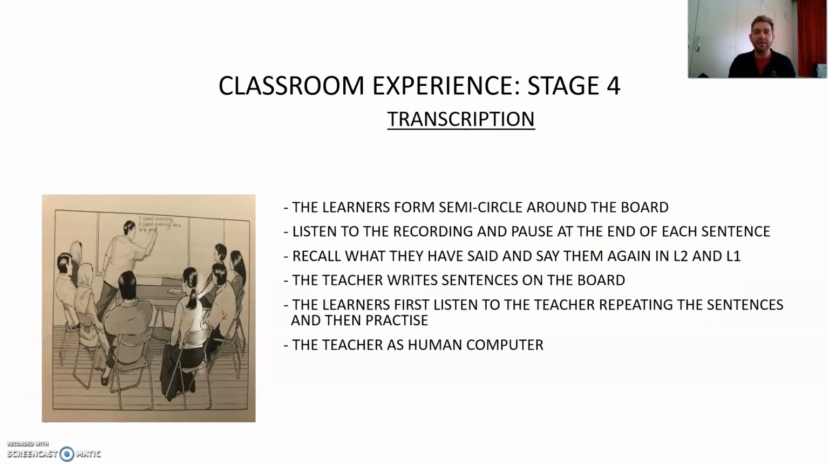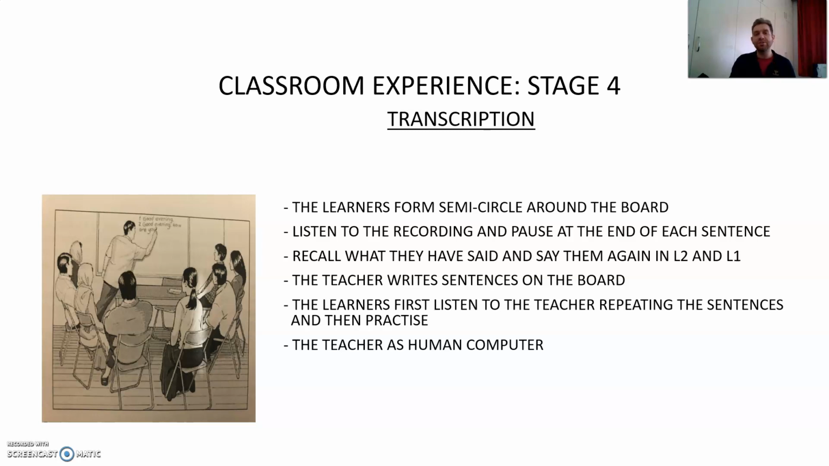Moving on to the next slide, we are going to see another stage, which is called transcription. If you look at the picture, you see learners forming a semicircle around the board so that they can see the teacher writing something on the board. First of all, they listen to the recordings, and the teacher pauses at the end of each sentence and lets them recall what they have said and say it again in the target language and translate it into the native language. Then the teacher writes the sentences on the board.